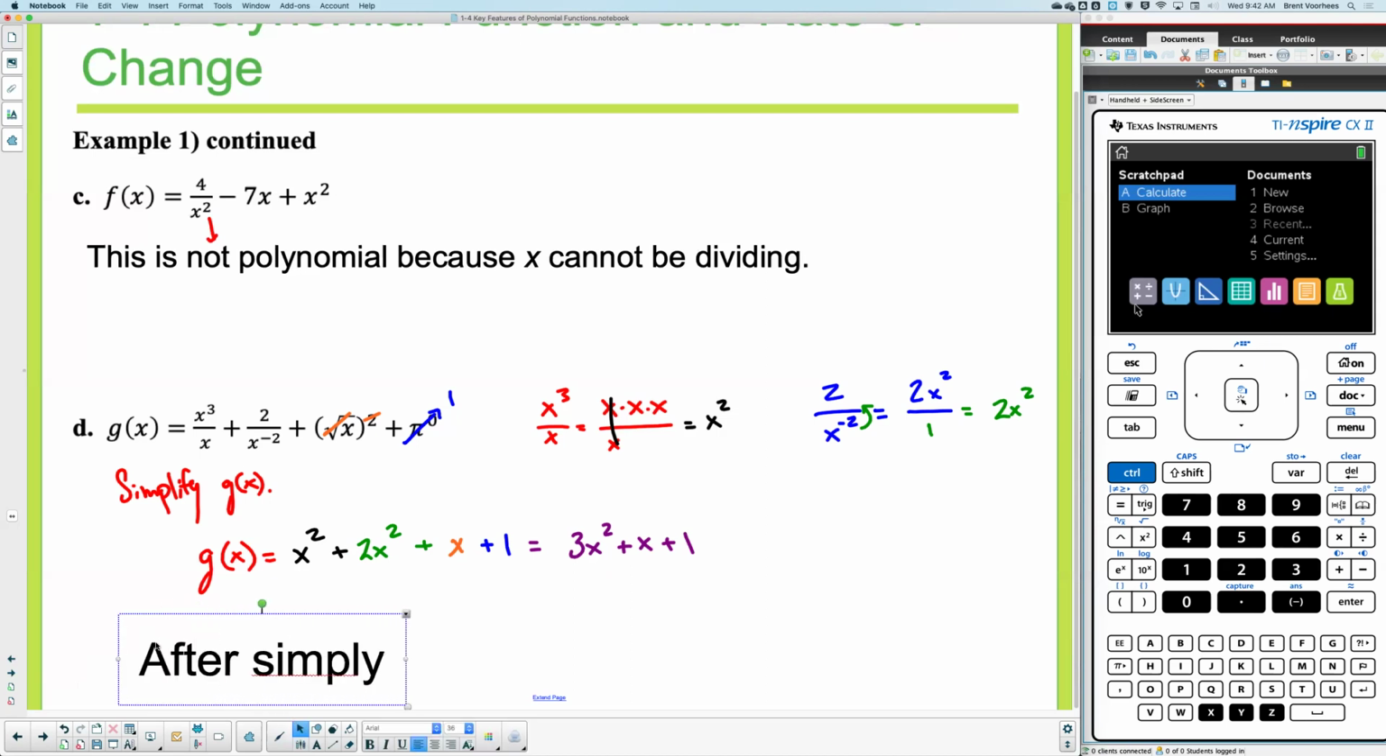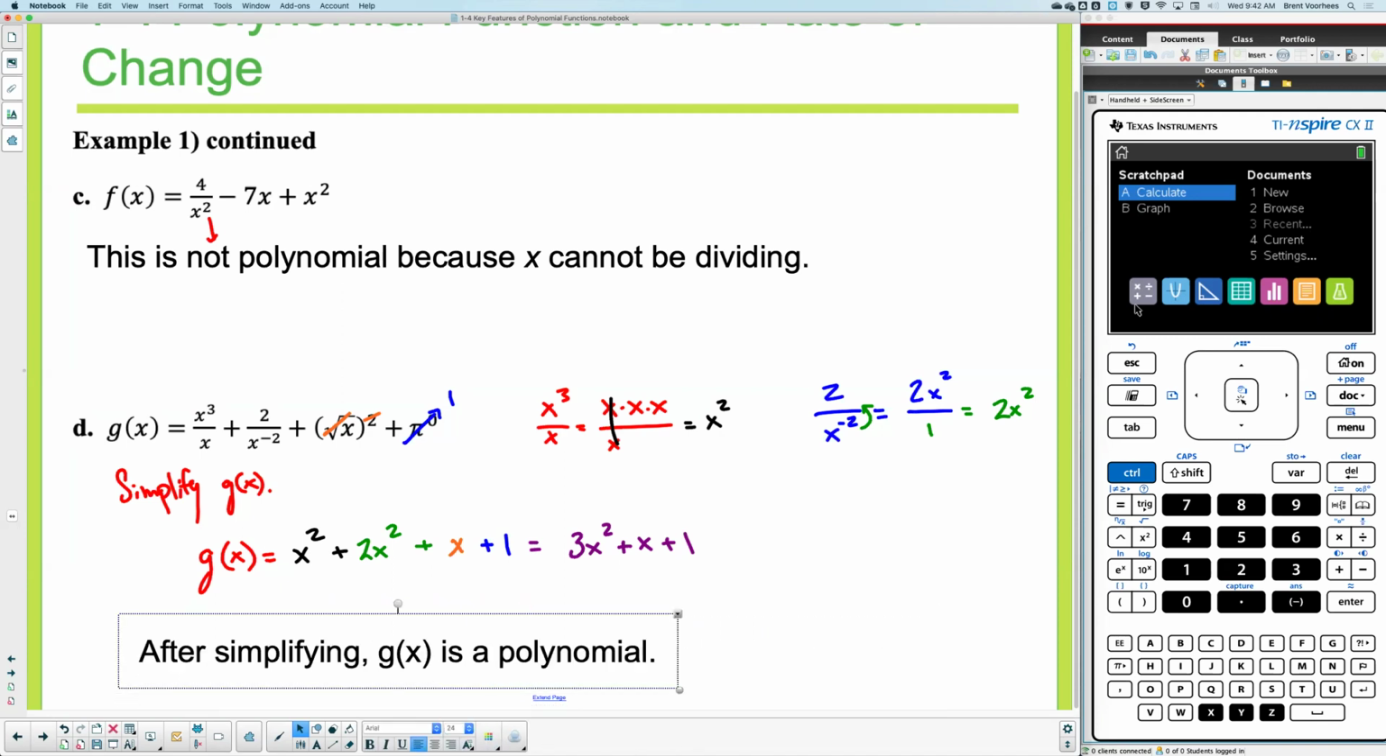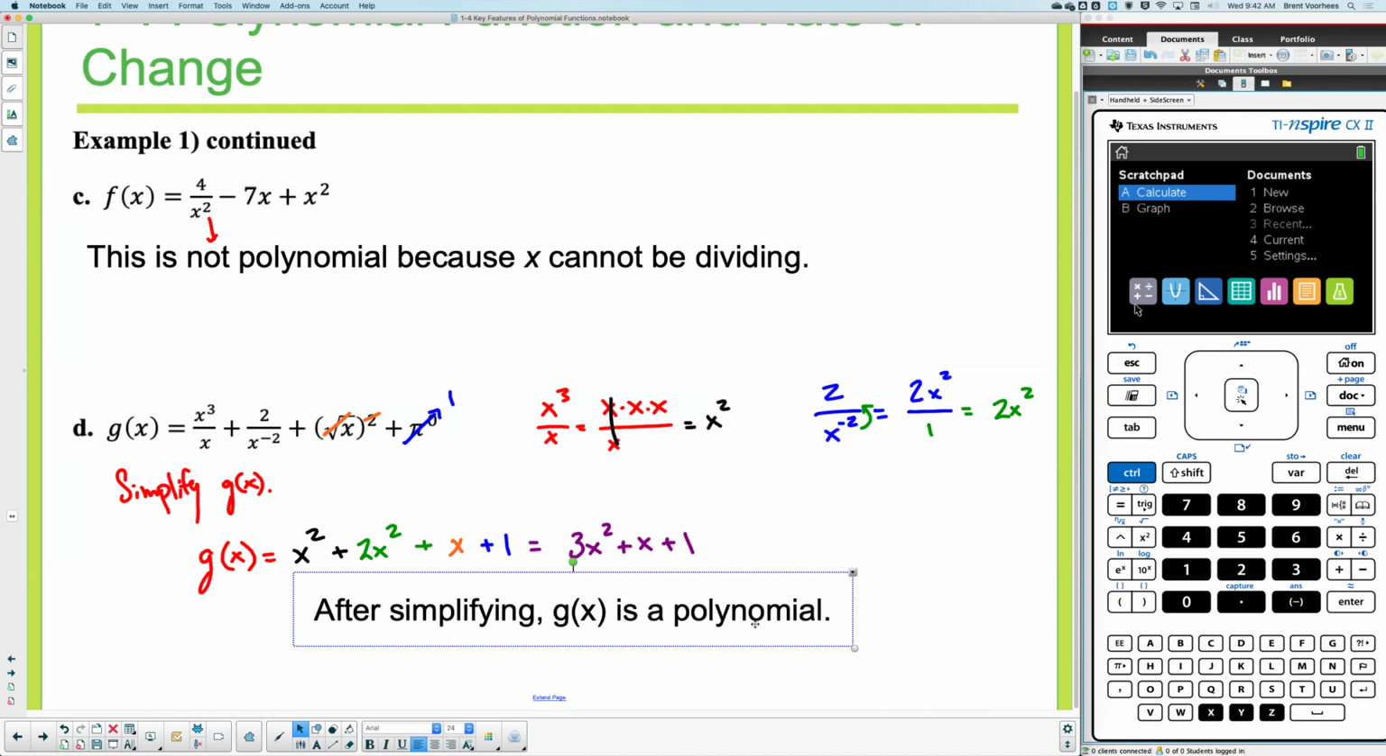After simplifying, this is g of x, I'll just say g of x is a polynomial. So after simplifying, we can see that g of x is in fact polynomial.